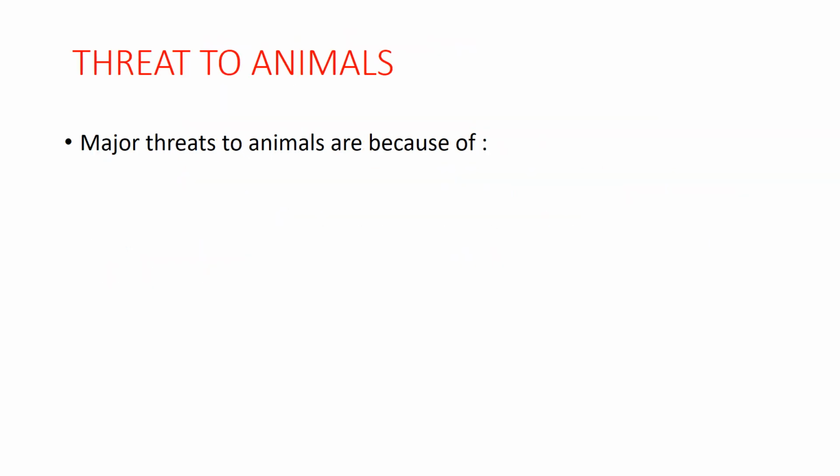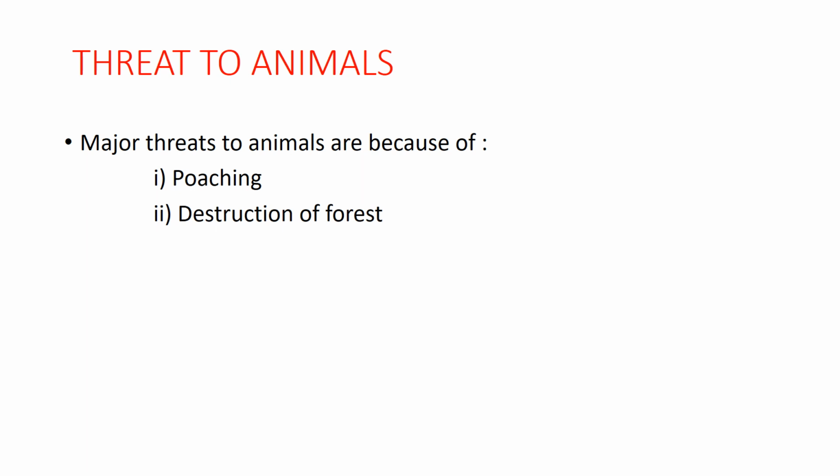Students, till now we have studied about so many animals and their super senses. Moving to the next part of the chapter, we will study about the threats faced by the animals. Major threats faced by the animals are because of poaching. Poaching means killing or hunting the animal in an illegal way.